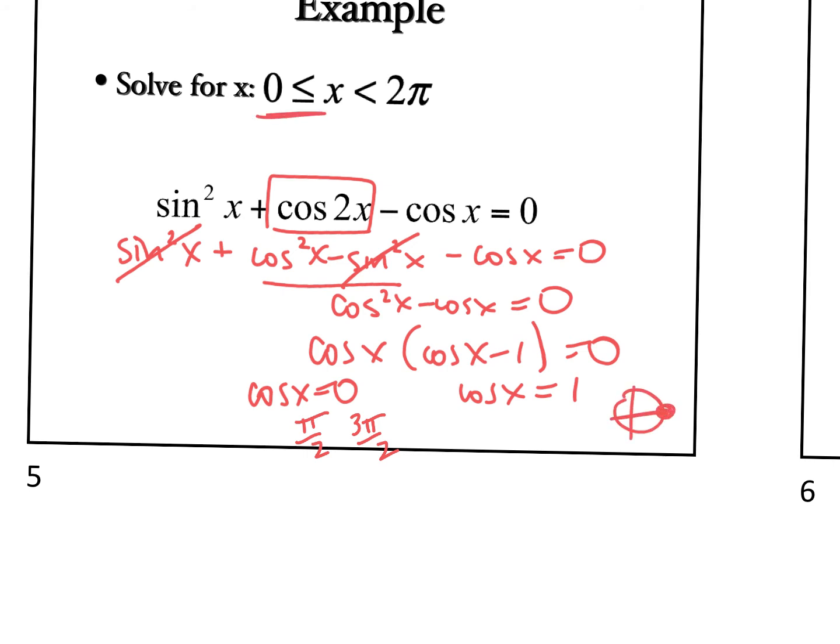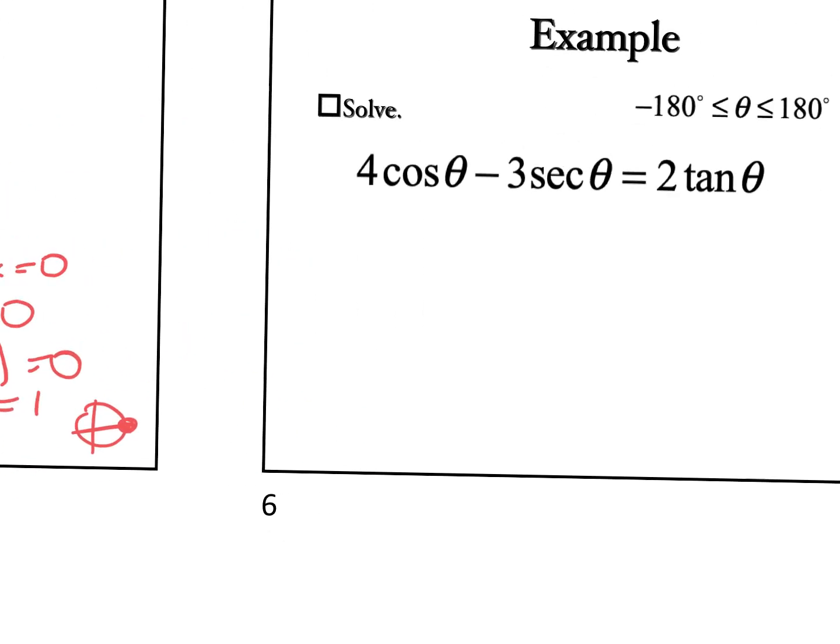Now, 0 is included, but 2 pi is not. So the answer here is going to be 0, pi over 2, and 3 pi over 2, 3 separate answers. Be really careful on what's included and what's not, because if you put 2 pi there instead of 0, that part is wrong. Okay, so I think I'm on the last example.